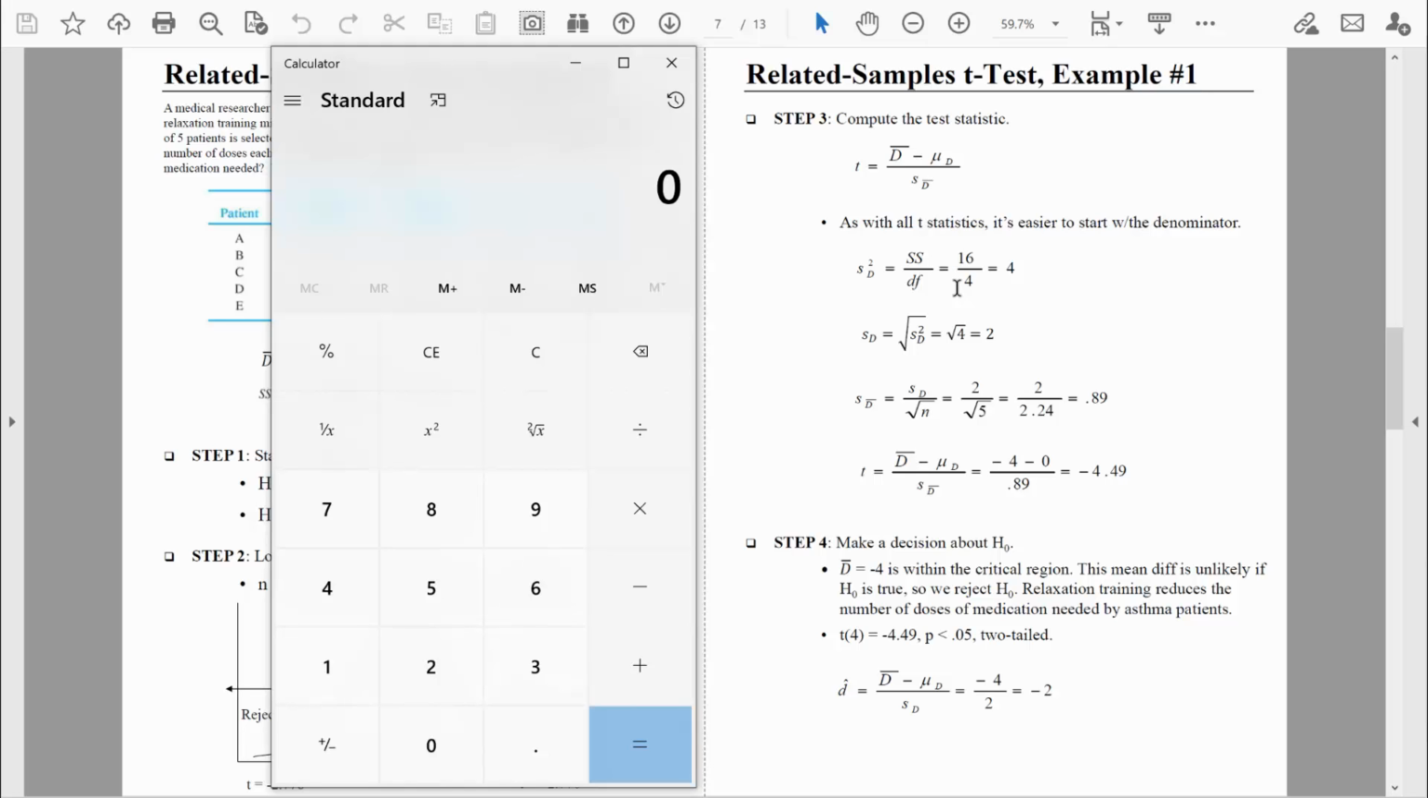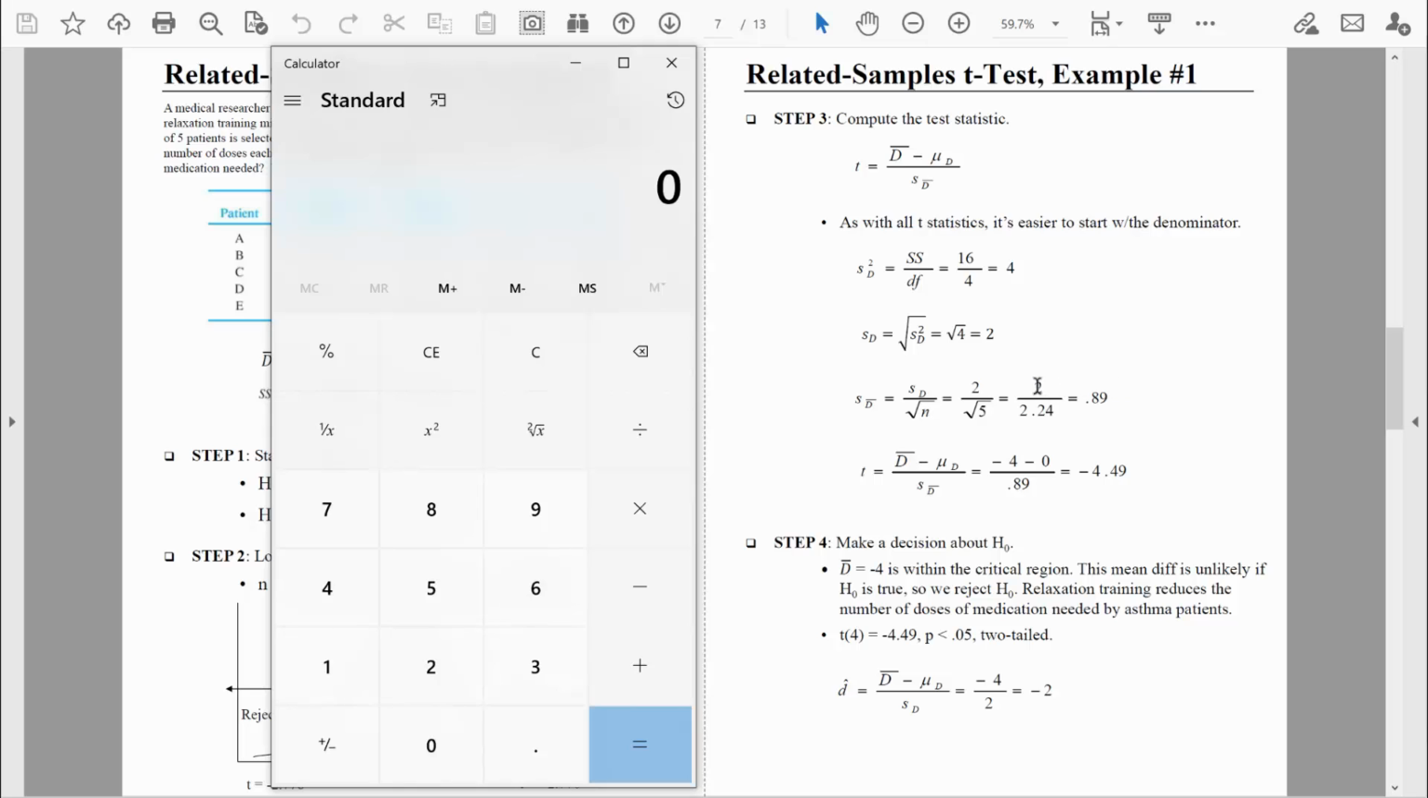All that we need to do now is divide by degrees of freedom. We just computed that, and we know it equals 4. 16 divided by 4 equals 4. So the variance for the difference scores equals 4. You should know by now that the standard deviation is simply the square root of the variance. So if we take the square root of 4, we will find that the standard deviation of the difference scores equals 2.